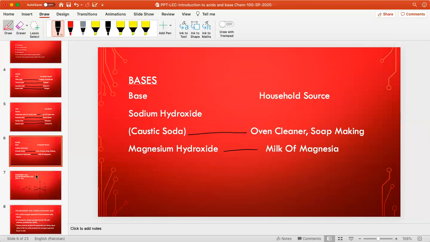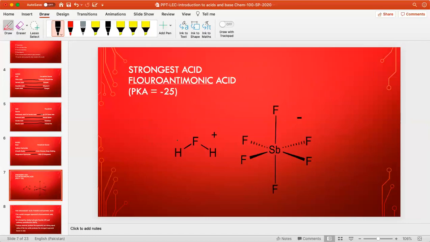Next, we come to the seventh slide, which is this. This is the strongest acid. This is fluoroantimonic acid, and the pKa value is 25. This is the structure of fluoroantimonic acid. Now let's see what this is.